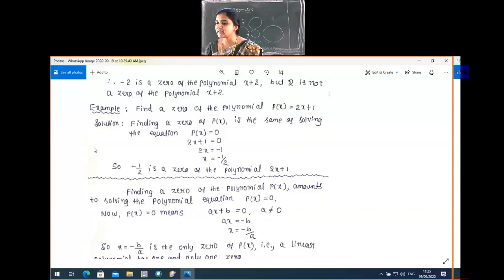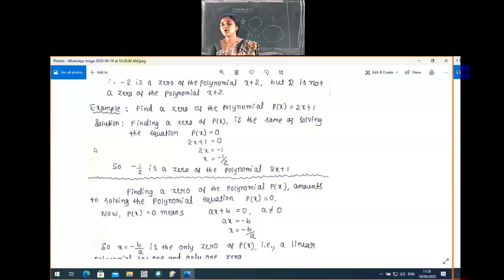Now you can verify whether this answer is right or wrong. We need the clarification, no? So in place of x, substitute minus 1 by 2. There you will get P of x is equal to 2 into minus 1 by 2. There 2 and 2 get cancelled. Minus 1 plus 1, answer is 0. So our answer is right. x is equal to minus 1 by 2 is the right answer. Isn't it? You can find it easily, see.